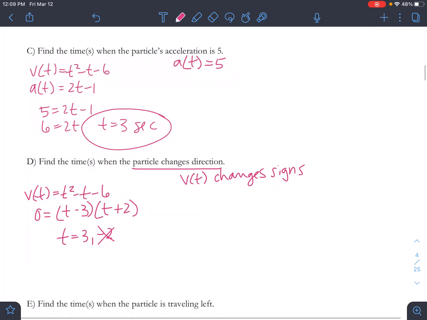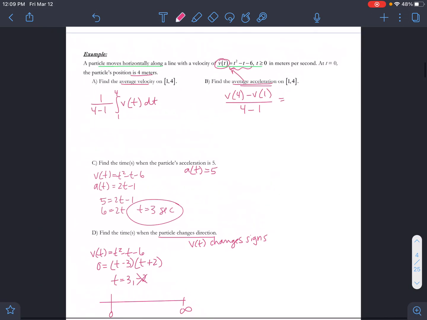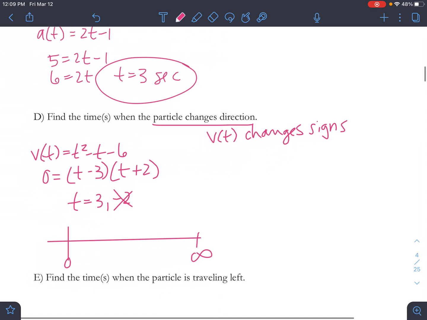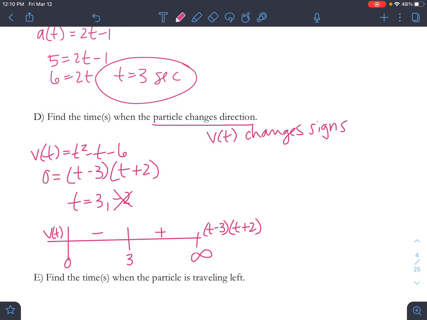Time can't be negative. You make a little sign chart for yourself. And we start at 0 for time. I think it doesn't give us an ending, so we'll just say infinity. We've got velocity. And at 3, we just want to make sure it's going to be a turning point here. So we've got v of t, and this is what I usually plug into. It's just kind of quick. So plug in 1, you would get a negative times a positive, which is a negative. Plug in 4, you get a positive times a positive, which is a positive.